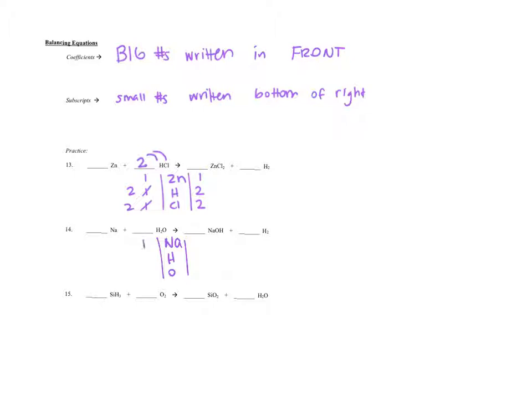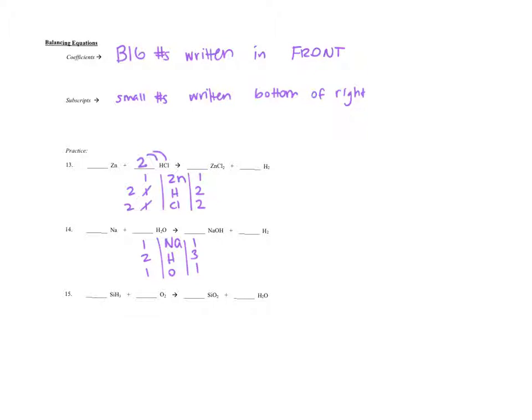Left side, I have 1 Na, 2 H's, 1 O. Right side, I have 1 Na, 1 O, and notice I have a hydrogen here and here. You add them for the total number of hydrogens on the product side. So I have 2 here because of the subscript, 1 there, for a total of 3.